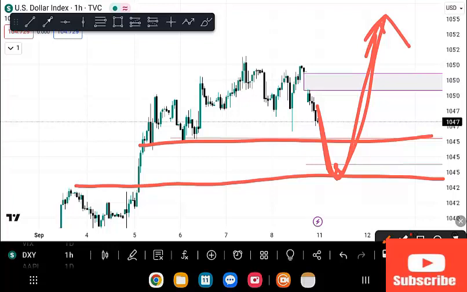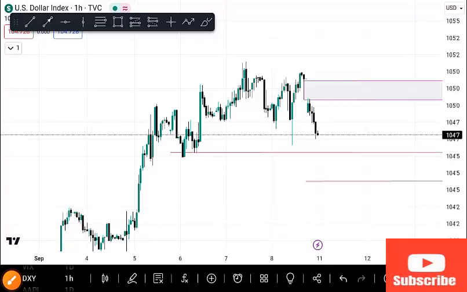All right, you would actually be more profitable trading with the trend than against the trend. Please take note of that. You'll be more profitable trading with the trend than against the trend.